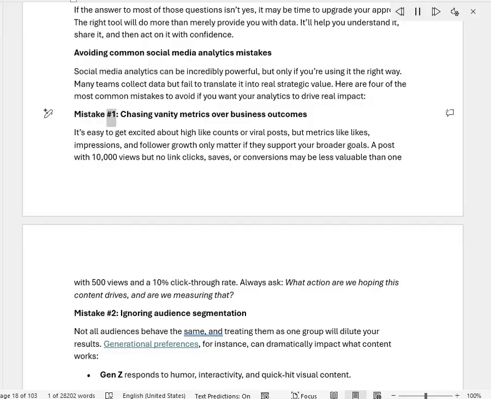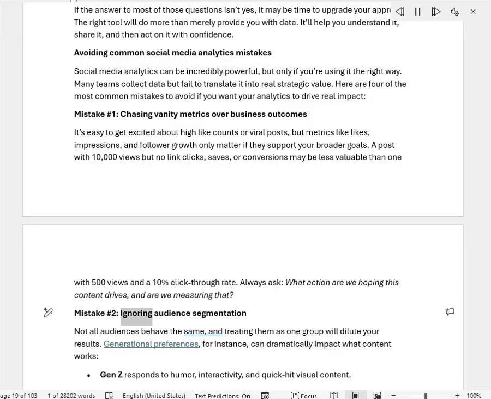Mistake number 1: chasing vanity metrics over business outcomes. It's easy to get excited about like counts or viral posts, but metrics like likes, impressions, and follower growth only matter if they support your broader goals. A post with 10,000 views but no link clicks, saves, or conversions may be less valuable than one with 500 views and a 10% click-through rate. Always ask, what action are we hoping this content drives, and are we measuring that?